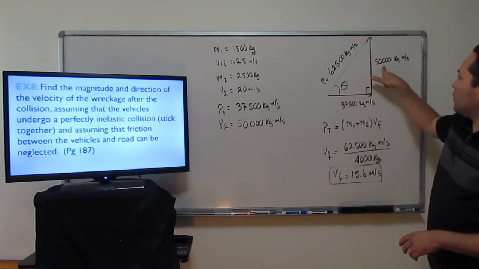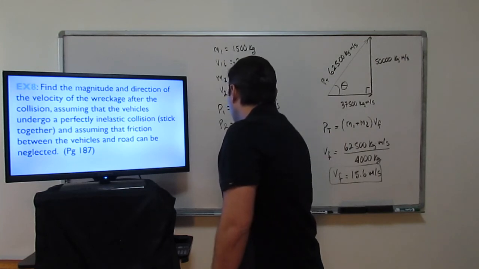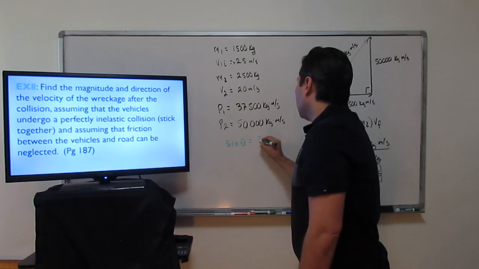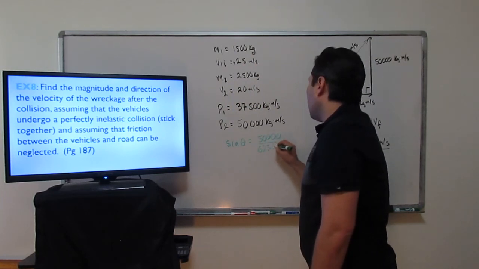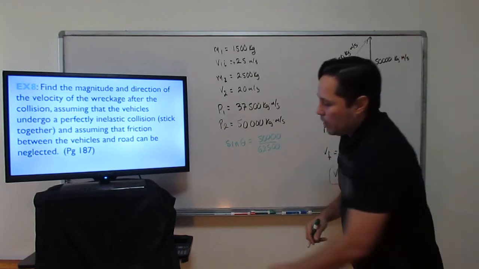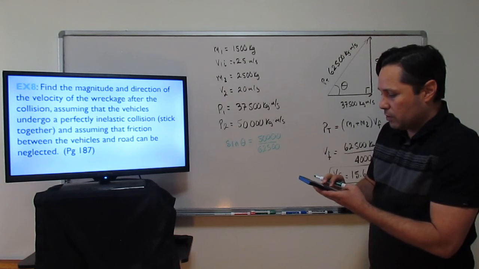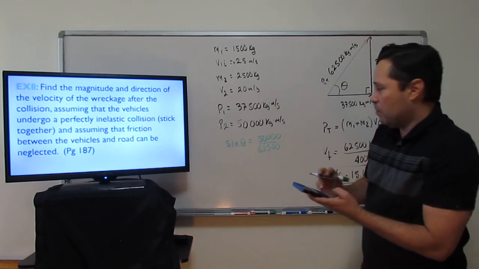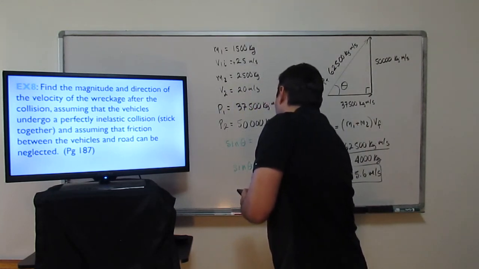So sine is 50,000 over 62,500. It's going to look like this: sine of theta is equal to 50,000 over 62,500. I'm going to get my calculator and plug that in. So 50,000 divided by 62,500 gives me 0.8. So sine theta equals 0.8.